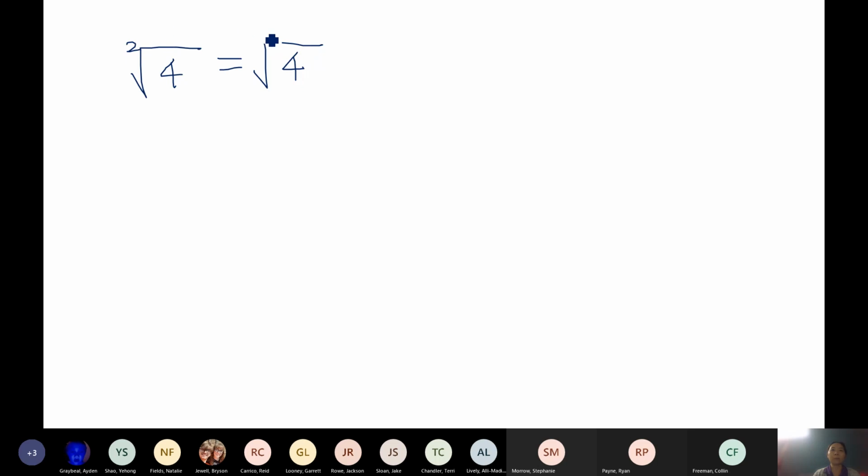So we write this very often, so we just omit that 2 there. If I don't have anything, it means that you are doing 2 copies. You're looking for the square root. Okay, so everyone knows the answer is 2, right?